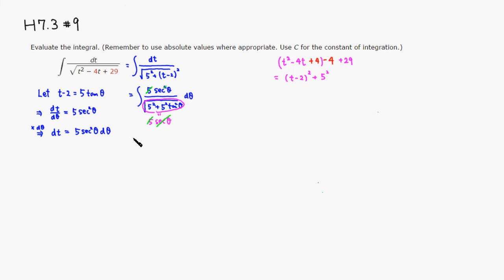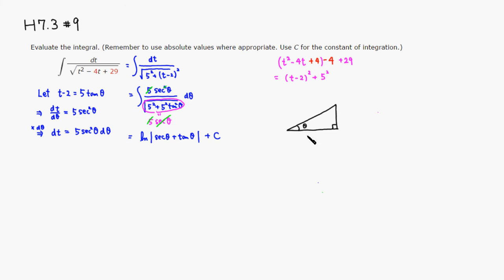So we have to find the antiderivative of what's left, which is secant. The antiderivative of secant is the natural log of the absolute value of secant of theta plus tangent of theta, plus some constant c. So we need to find these. I'm going to use a right triangle. Just draw a general right triangle, and I'll put theta there.